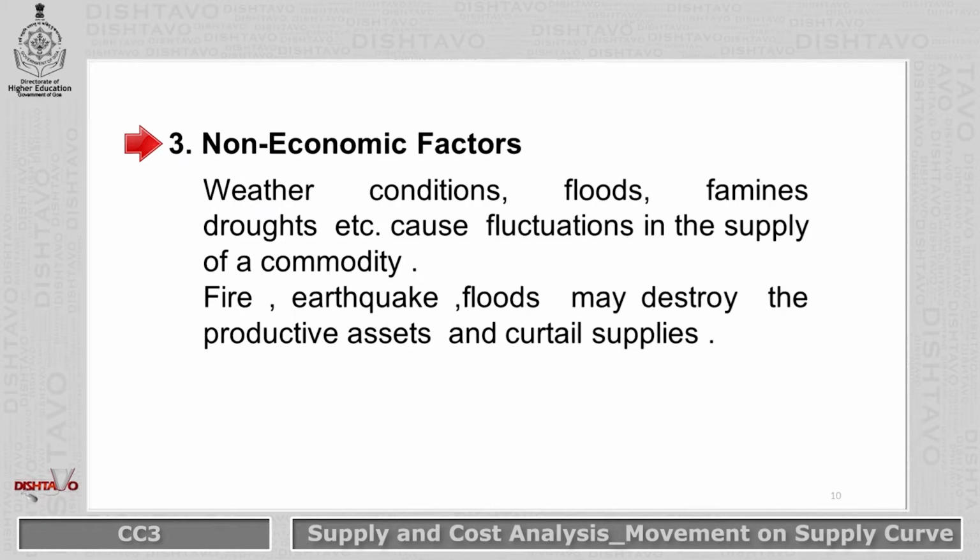The next that we have is the non-economic factors. These include weather conditions, floods, famines, droughts, which cause fluctuations in the supply of a commodity, and hence it also alters the supply. Factors like fire, earthquake, floods may destroy the productive assets and curtail the supplies.